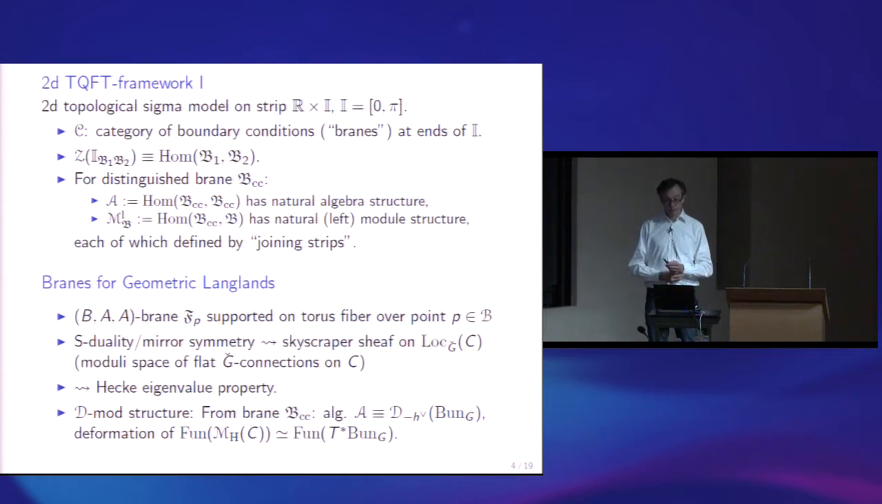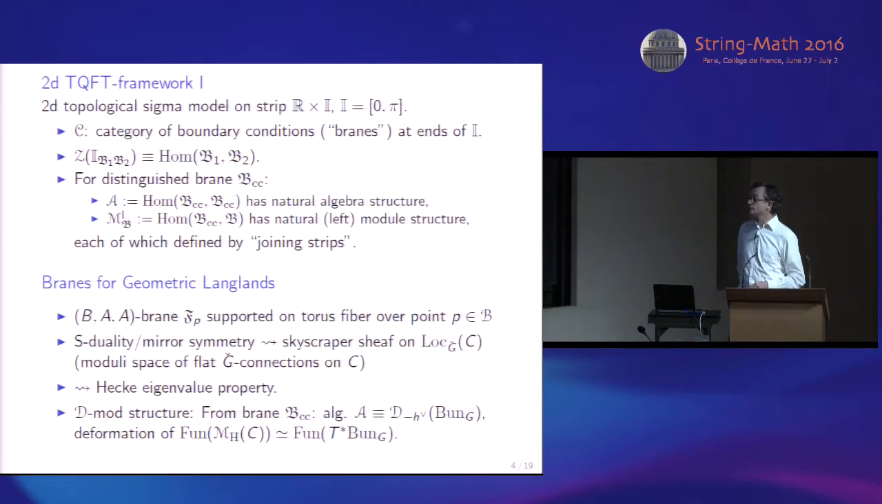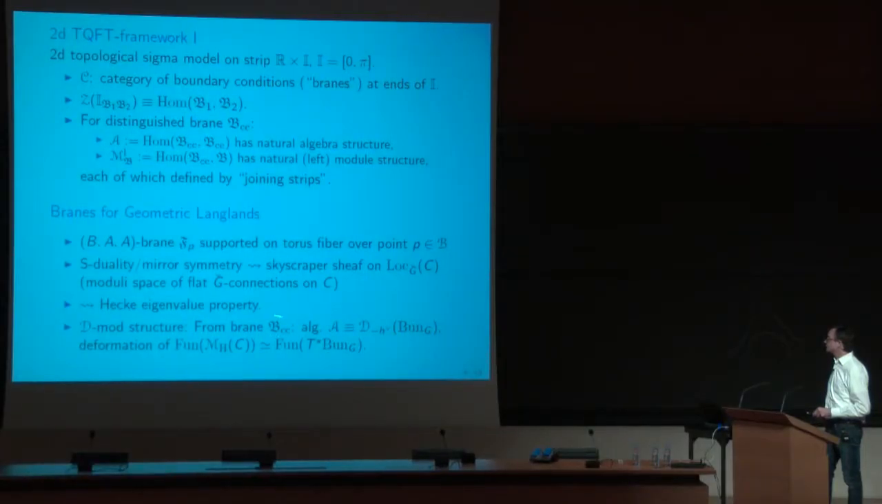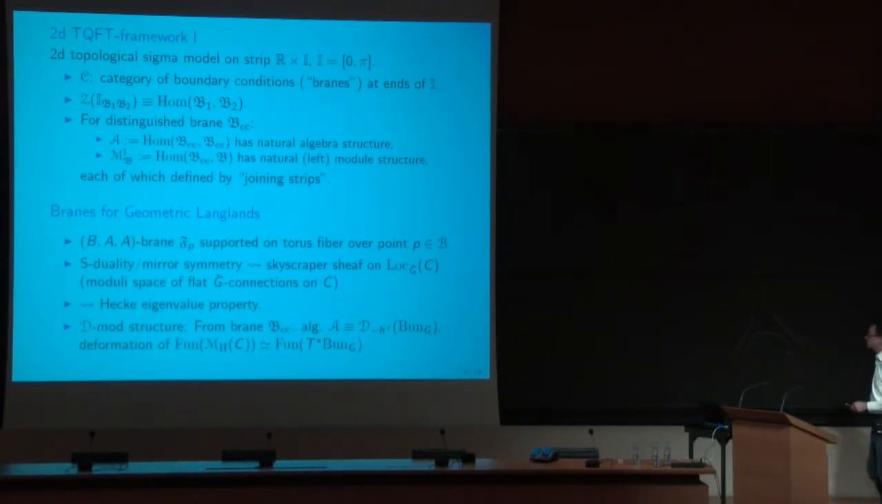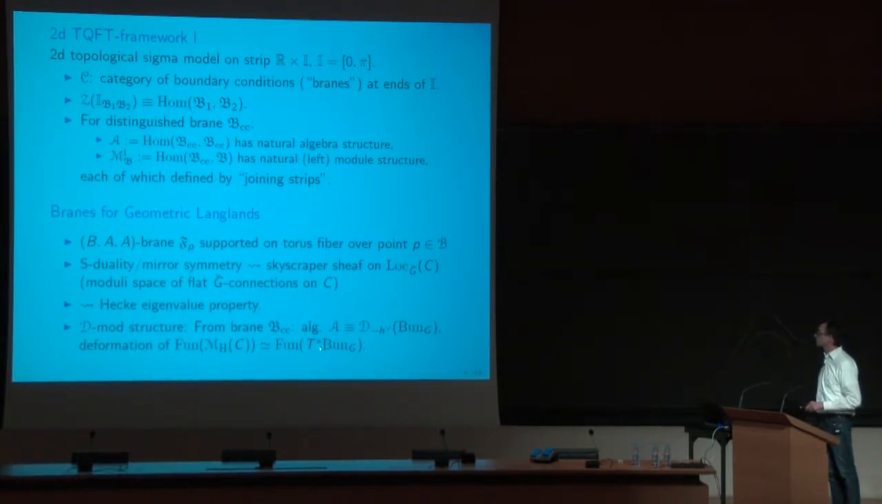And for that reason, precisely, it enjoys something which is called the Hecke eigenvalue property. And furthermore, the D-module structure is coming from basically this kind of TQFT setup, once noticing that this algebra, and this again is something that of course requires a certain set of arguments to see, is in fact the quantization, giving us the differential operators on Bun_G. So this corresponds to the quantization of the picture for the Hitchin moduli space, in which an open dense part is represented as the cotangent bundle of Bun_G.